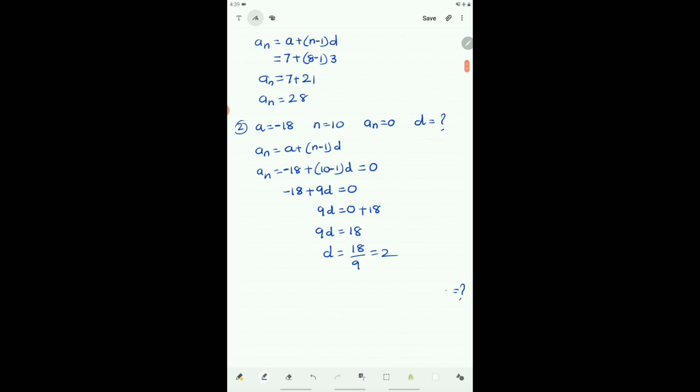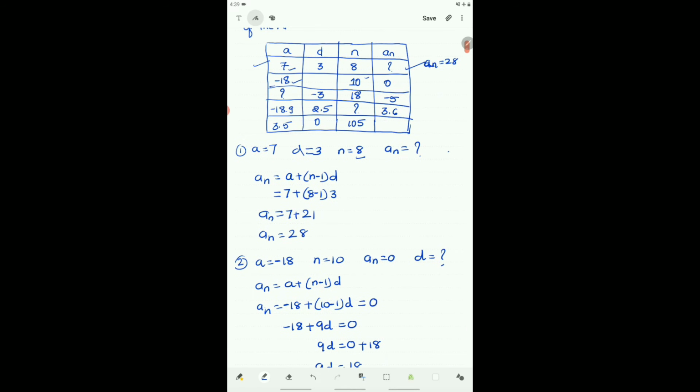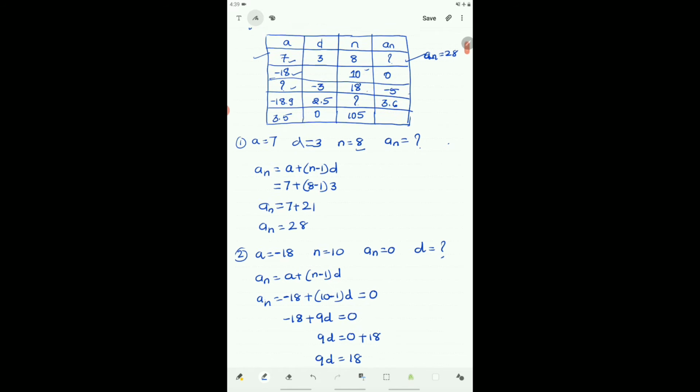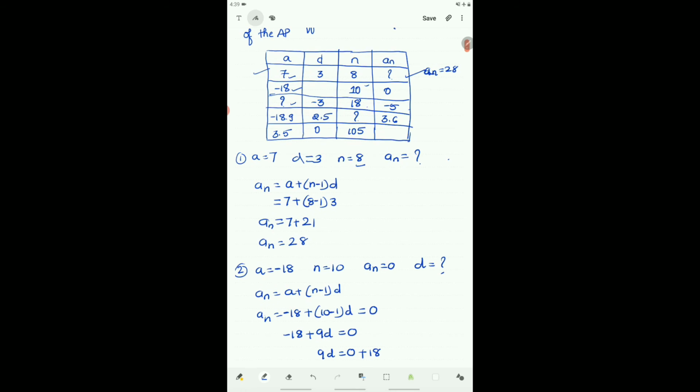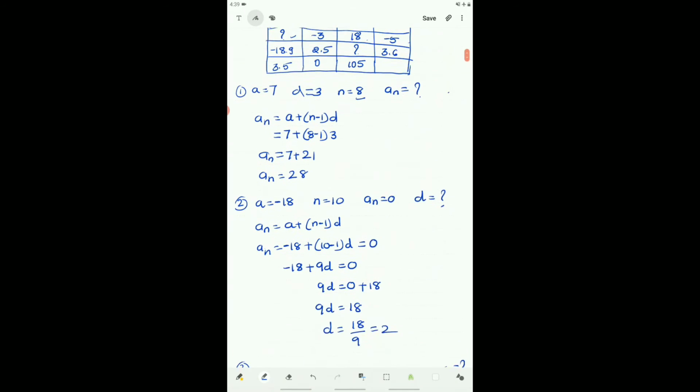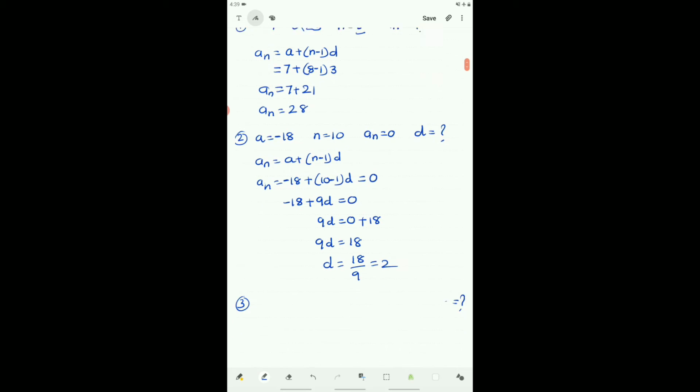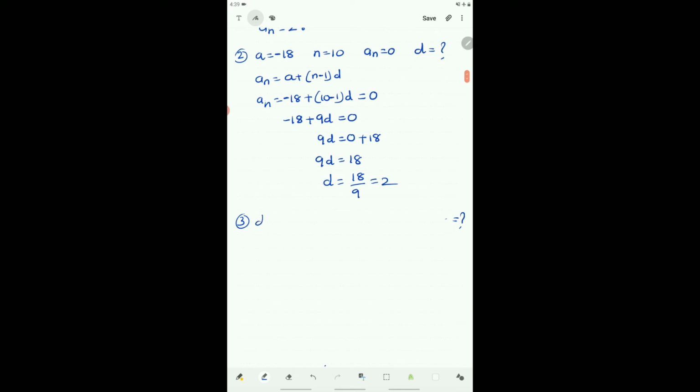Next, third question. In the third row, D is given, N is given and AN is given. A is not given, so you put a question mark for A. So you write D is equal to minus 3, N is equal to 18, AN is equal to minus 5, and A is equal to question mark.